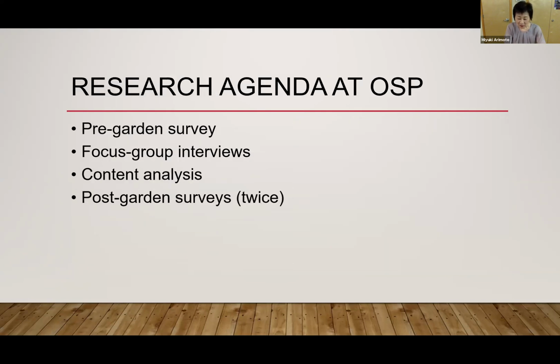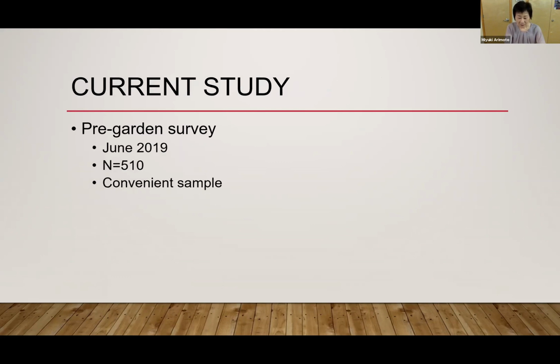Our research has 4 phases: pre-garden survey, focus group interviews, content analysis, and post-garden surveys. This presentation is based on the first phase, pre-garden survey. Our study is approved by the Oregon Department of Corrections. The pre-garden survey was conducted in June 2019. The Asian Pacific Family Club recruited incarcerated people on 2 scheduled dates. 510 people participated, which exceeded our goal of 500. Participants received cookies in response to the survey.